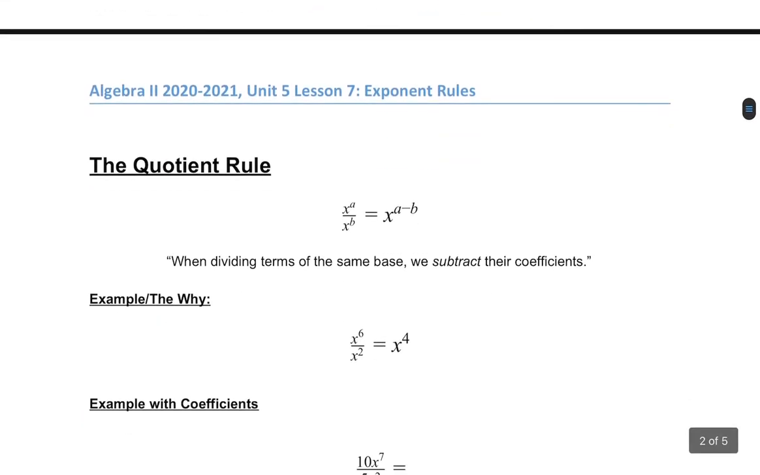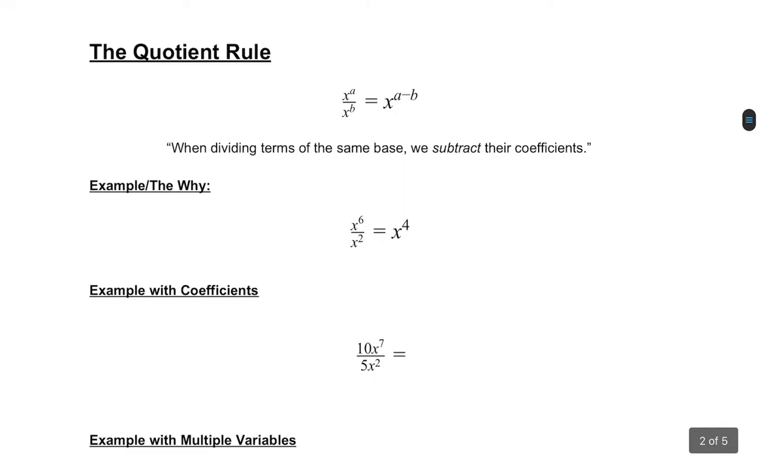Next would be the quotient rule. Quotient is the result of a division problem. So the quotient of 10 divided by 2 is 5. Okay, so quotient is the result of a division problem. And the rule here is that when you divide terms of the same base, we subtract their exponents. So if you had x to the 6th divided by x squared, it would be x to the 6 minus 2, which is x to the 4th.